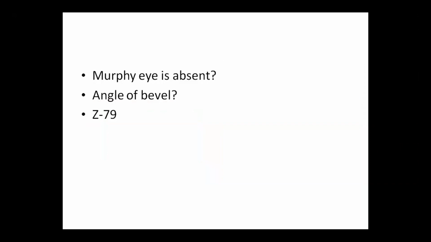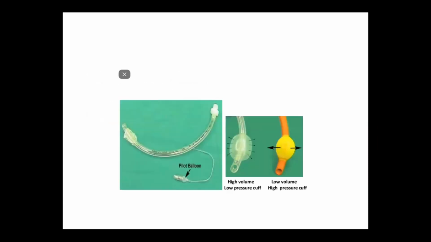In most tubes, it is written Z79 or F79. That refers to the tube having passed the tissue toxicity test. The next is the cuff. You should be aware of what kinds of cuffs are available: the high pressure, low volume cuff, and the high volume, low pressure cuff. Red rubber tubes mostly have low volume, high pressure cuffs. They are more circular in shape, while high volume, low pressure cuffs are more elliptical in shape.